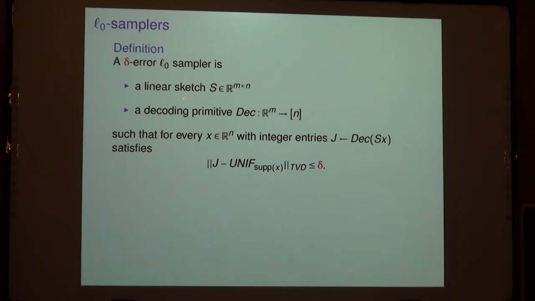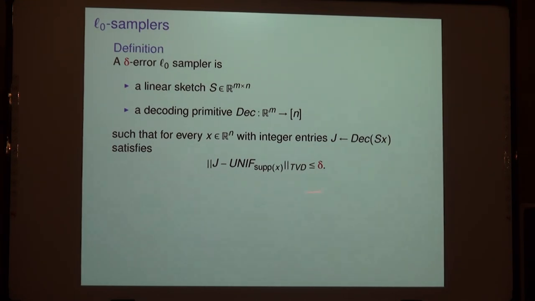We have a linear sketch S that compresses vectors of length n to some small dimension m. The sketch comes with a decoding primitive that takes the compressed vector of length m and spits out an element of n. What is it trying to do? Well, the decoding primitive doesn't spit out some arbitrary element of n, but rather a uniformly random element of the support of x. So if you let j be the result of decoding S times x, then the distribution of j is close in statistical distance to the uniform distribution on the support of x.